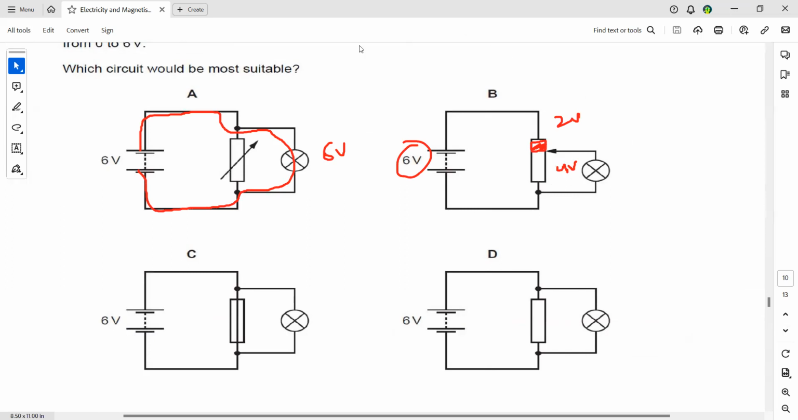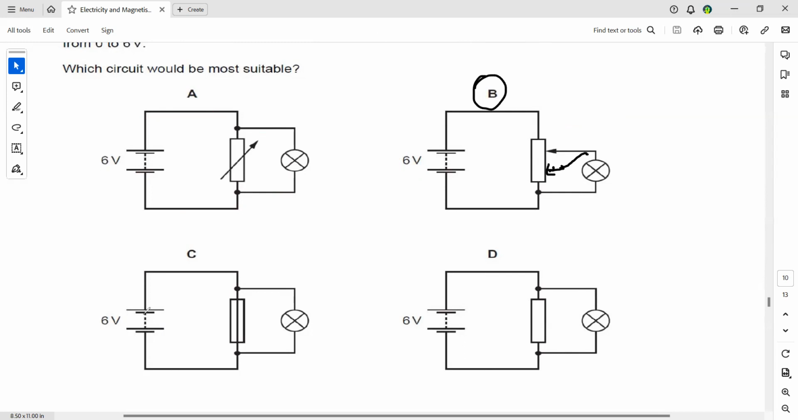How can we change the voltage? By moving a sliding contact. If I move this sliding contact down, the voltage across the lamp will decrease and the voltage across the top part will increase. So by moving the sliding contact anywhere, we can simply change the voltage across the lamp. That's why B is the right answer.